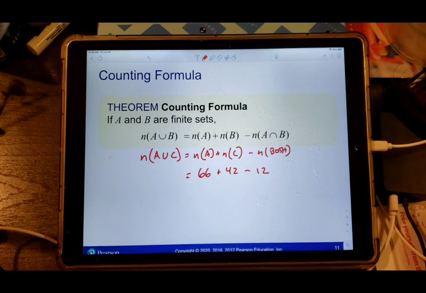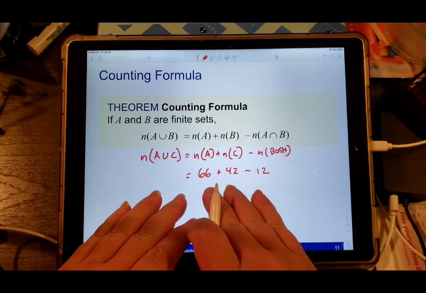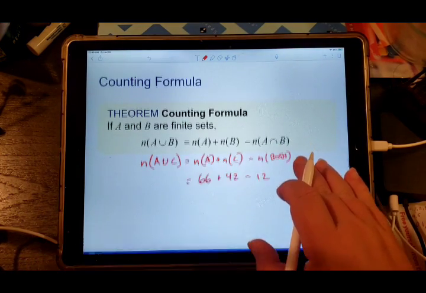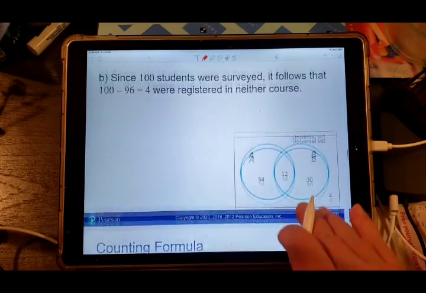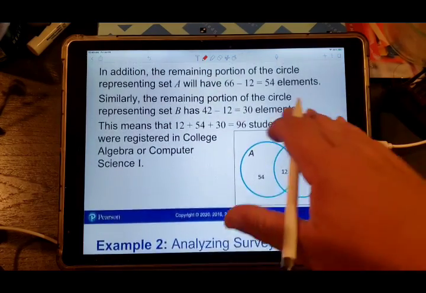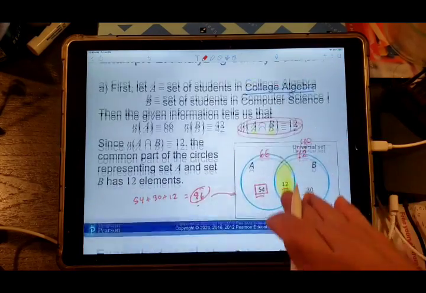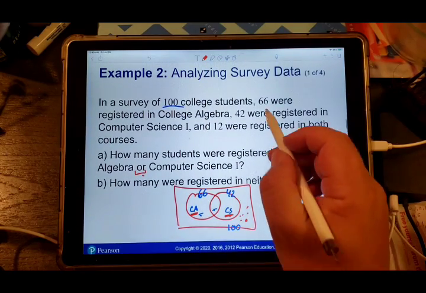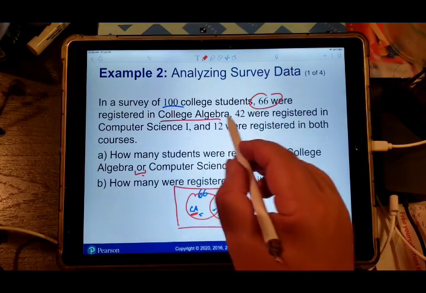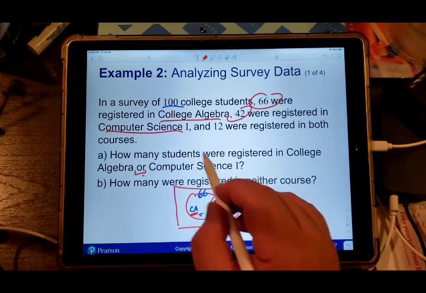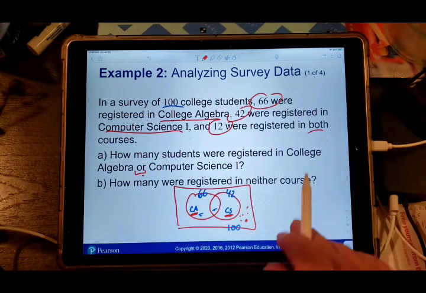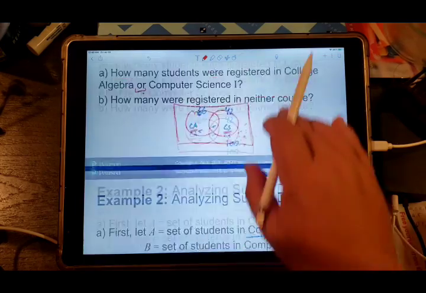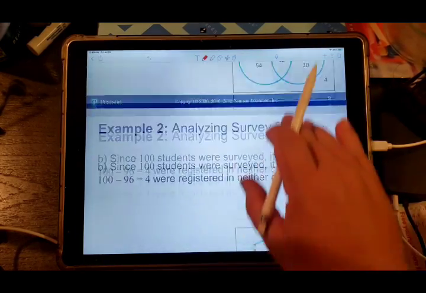All right, so hopefully this formula is just, well, I'm just using the formula they gave us, so I can apply that formula rather than this elaborate series of circles and everything to this question. 66 were in college algebra, 42 were in computer science, 12 were in both. So it's 66 plus 42 minus 12 according to this formula.